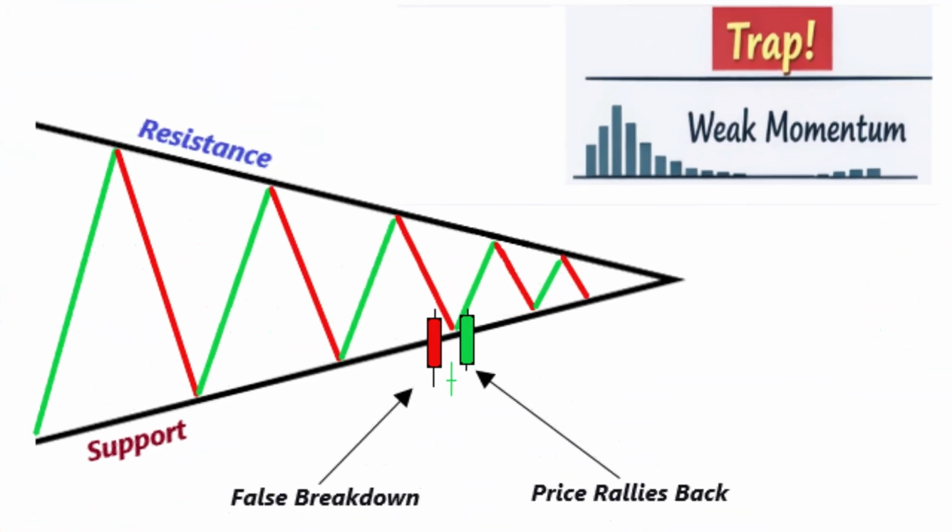Downward fake breakdown. The price appears to break below the support line, but if momentum or volume is weak, the price quickly moves back up. If the price drops again after the retest, opening a trade is logical, otherwise it is a trap.